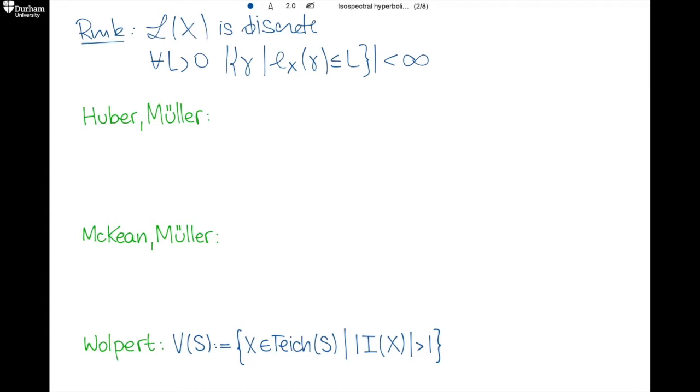So the question was, to what extent does the length spectrum determine the surface? The first thing that we can say, which is due to Huber in the case of closed surfaces and Müller in the case of surfaces with cusps, is the following: the length spectrum determines the topology.